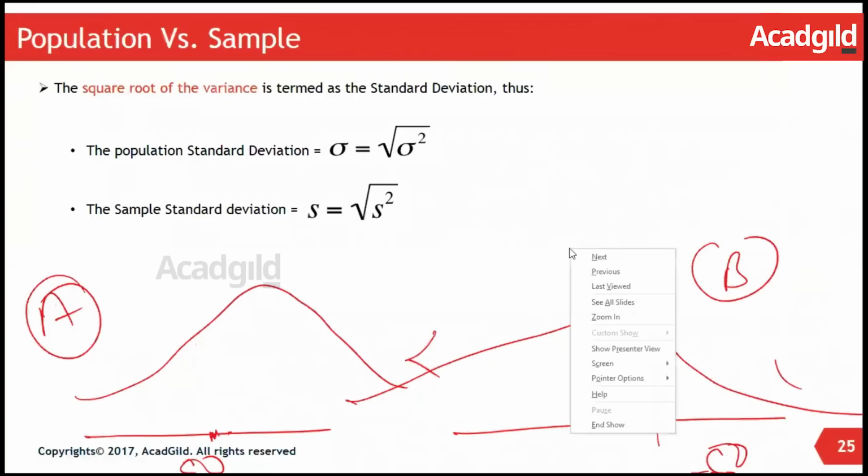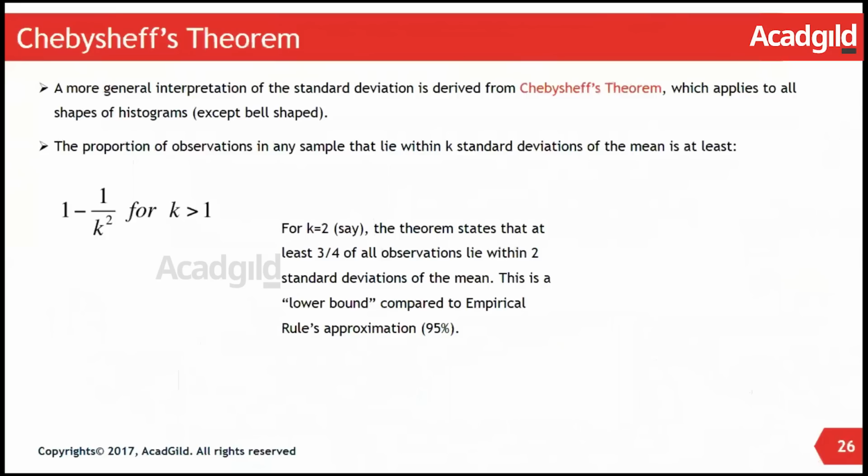There is a very important theorem called Chebyshev's Theorem. It helps us a lot in doing statistics. Once we go to the second or third session, or maybe the fourth, we'll figure out why it is so important. But before we go there, we need to know what that theorem says. The theorem says that if I take all the data and calculate the mean and the standard deviation, what we will always see is that the proportion of observations in any sample that lie within k standard deviations of the mean is at least 1 minus 1 by k square, for k greater than 1.